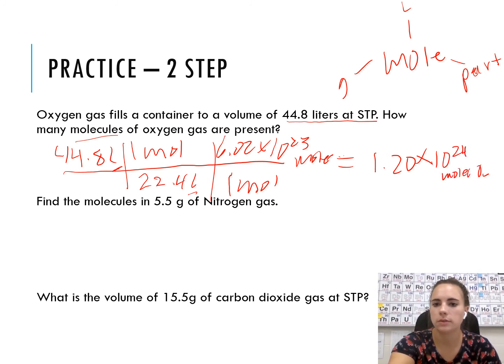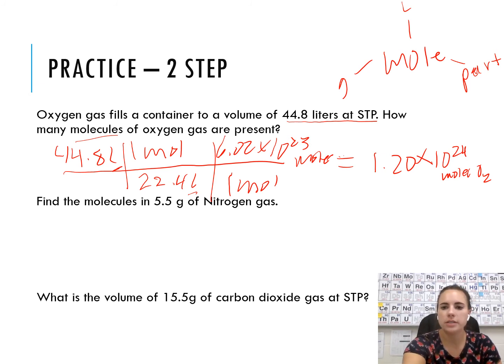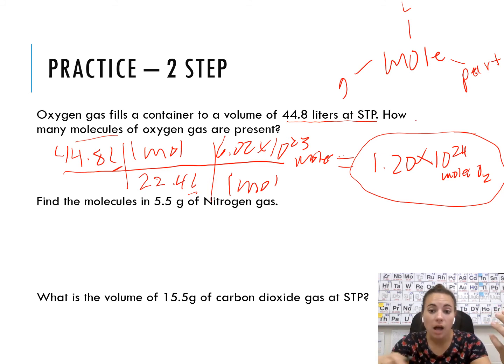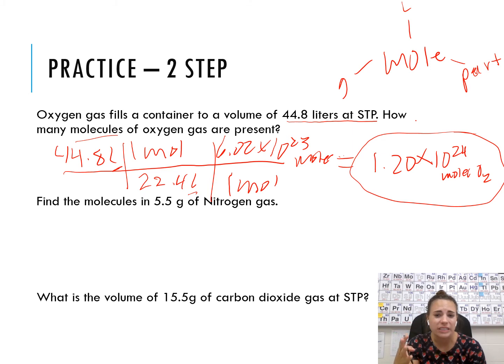Okay, common sense check here, because sometimes we can plug things in funkily, I don't know if that's a word, into our calculator. I was going from liters to molecules. A molecule of oxygen gas is tiny compared to a liter. So my number should have gotten way bigger, which it did. It went to 1.2 times 10 to the 24th. That's like 24 zeros. Okay, so use your common sense and look at your answer for a second and say, does that make sense? All right, next question.